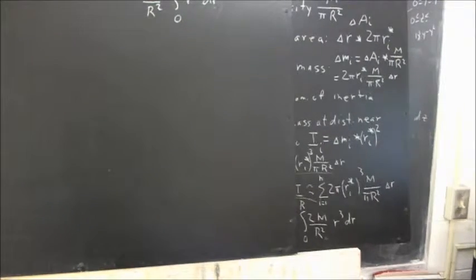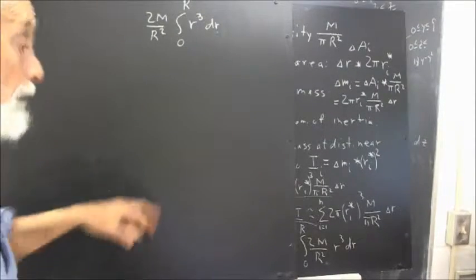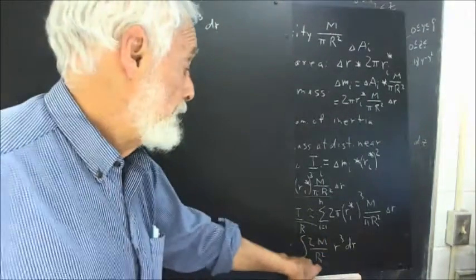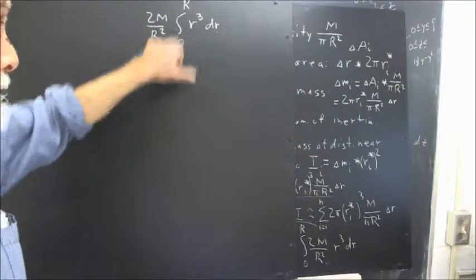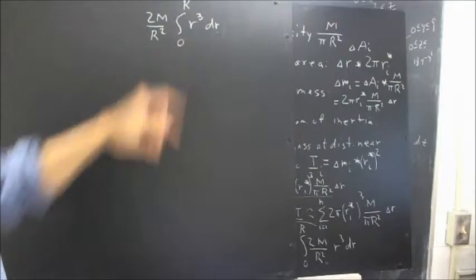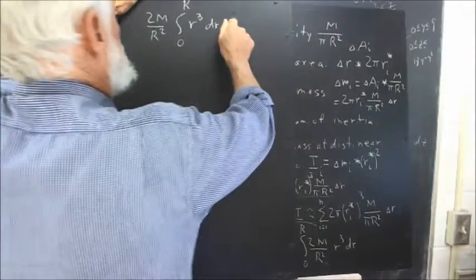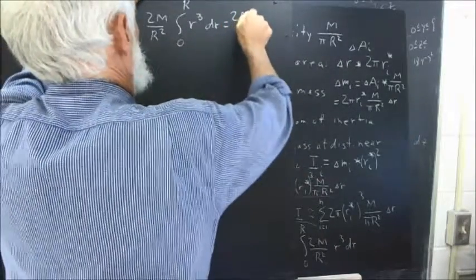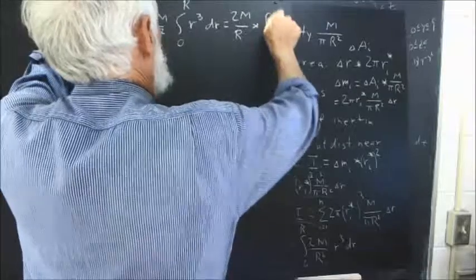If you do that integral, let's get the camera up a little higher so we can see that. Okay, again, I factored out the 2 big M over R squared here, leaving us the integral of r cubed dr from 0 to R. That's a very simple integral. It's equal to r to the 4th over 4. So that's 2M over big R squared times big R to the 4th over 4.